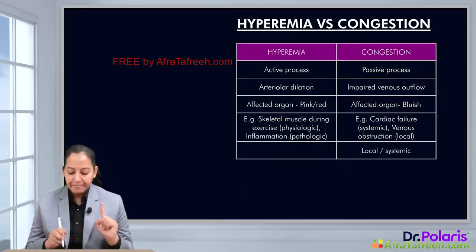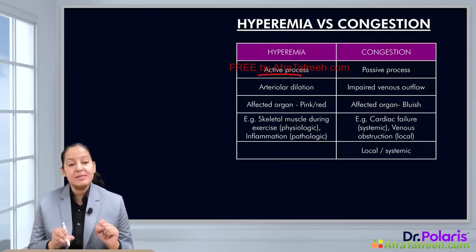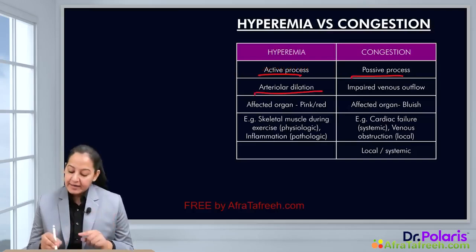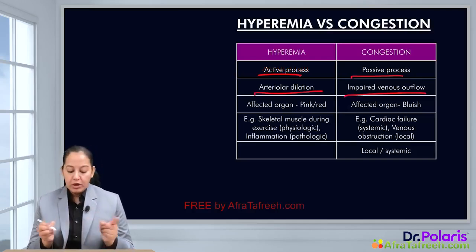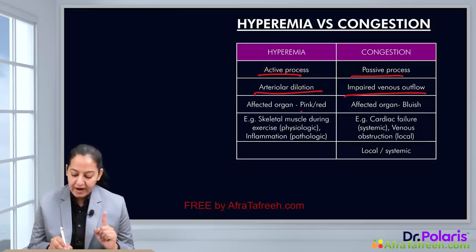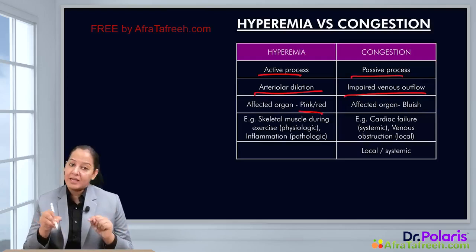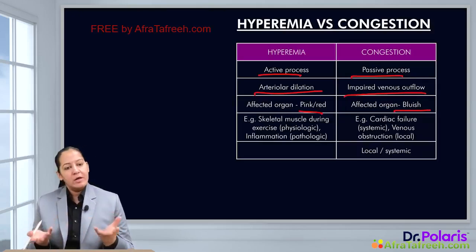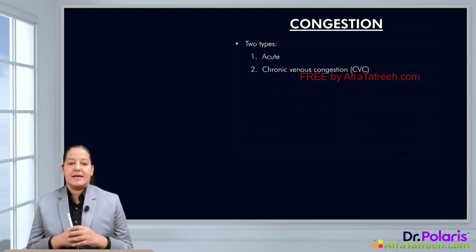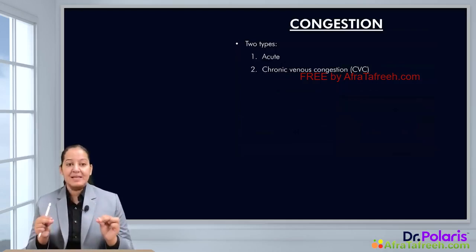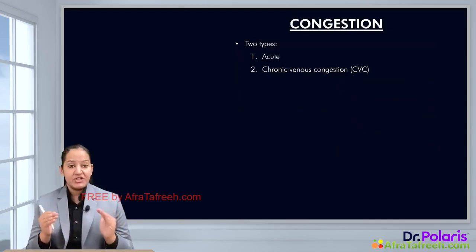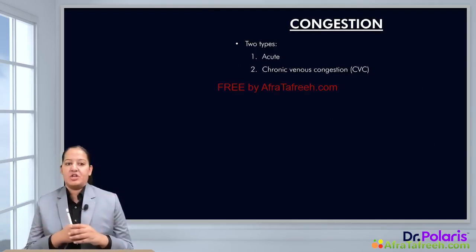It is in front of you. Hyperemia is an active process, congestion is a passive process. Hyperemia is due to arteriolar dilatation and congestion is due to impaired venous outflow. In hyperemia, the organ becomes red or pink because of the oxygenated blood accumulating inside the organ. And in congestion, the organ is bluish or cyanotic because of impure deoxygenated blood accumulating inside the organ. Now, in the MBBS syllabus in your exam, the definition and examples of hyperemia are sufficient. But congestion, you have to study in a little more detail. So let me tell you the details of congestion now.